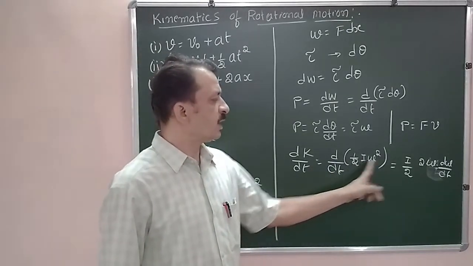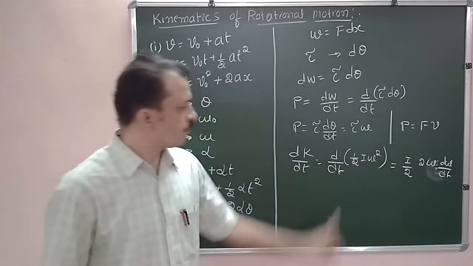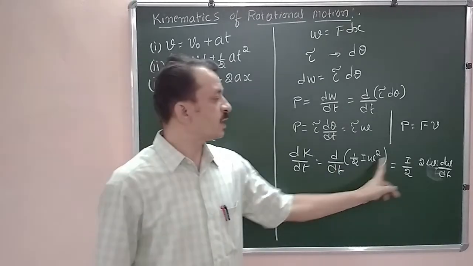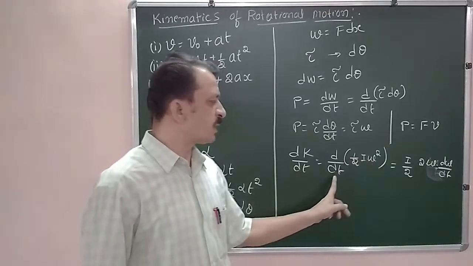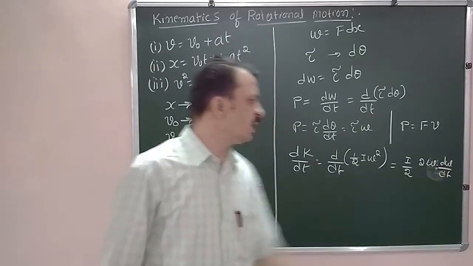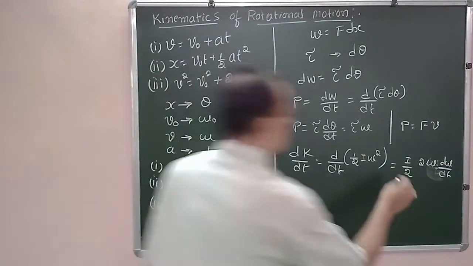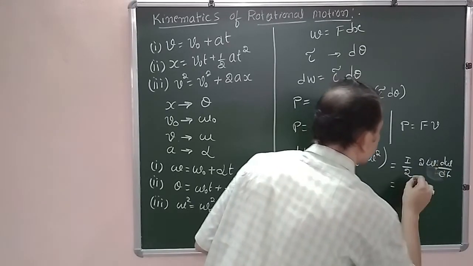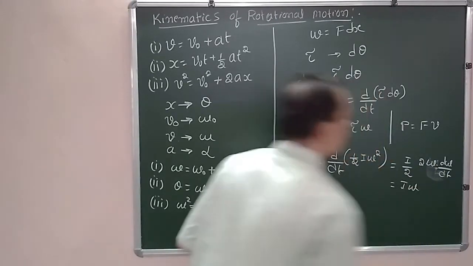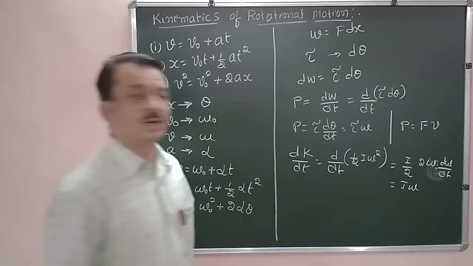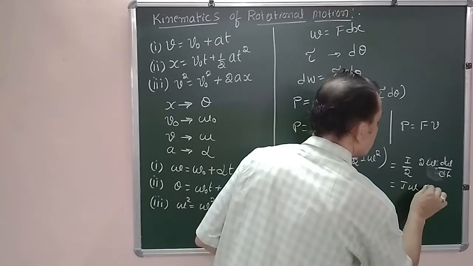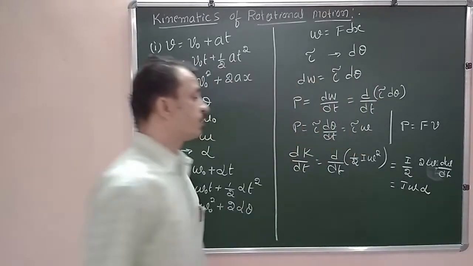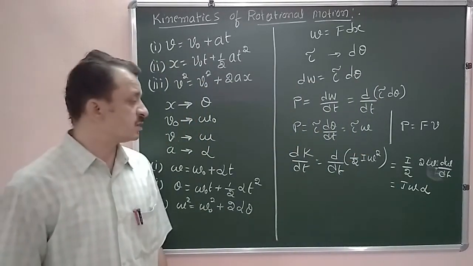I and half are constants, so we take them out. The derivative of omega squared is 2 omega, and we are differentiating omega with respect to time, therefore d omega by dt. So the 2 cancels with the half, and we get I omega into d omega by dt, the rate of change of angular velocity, which gives angular acceleration.